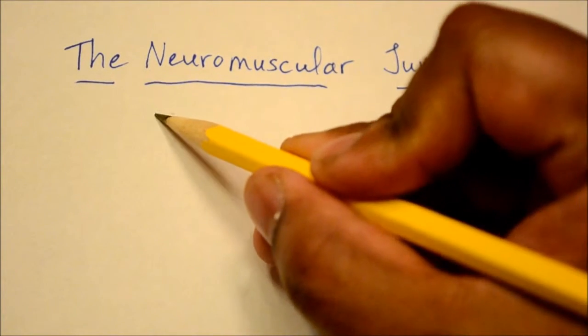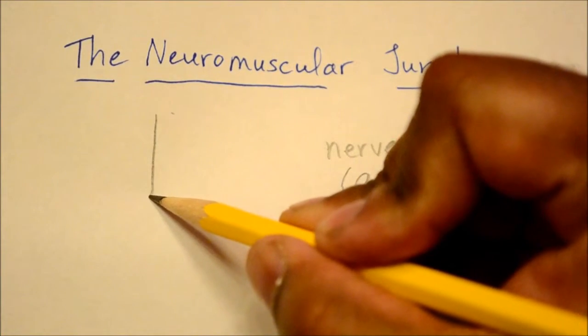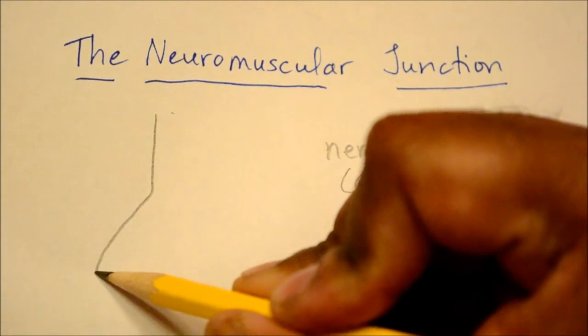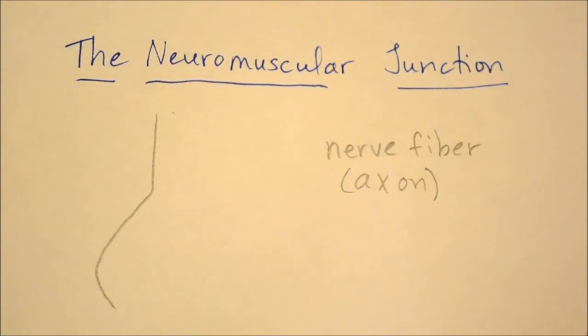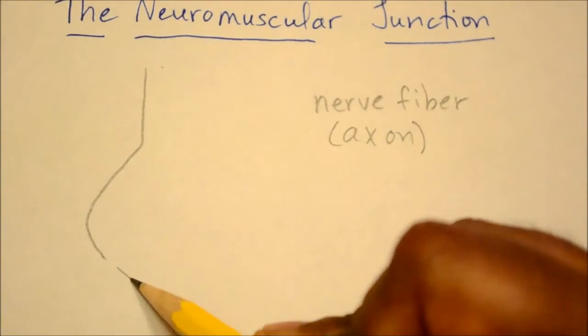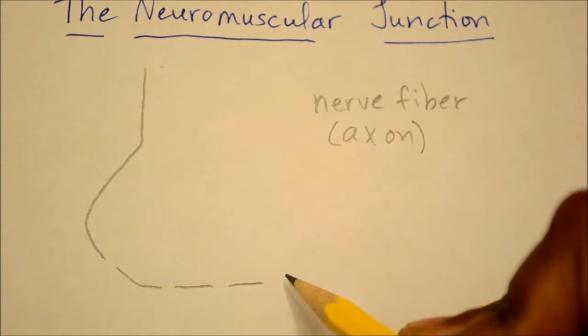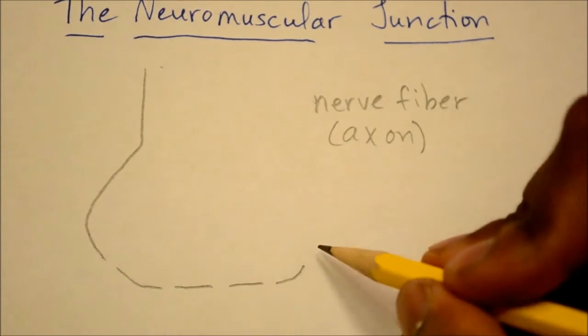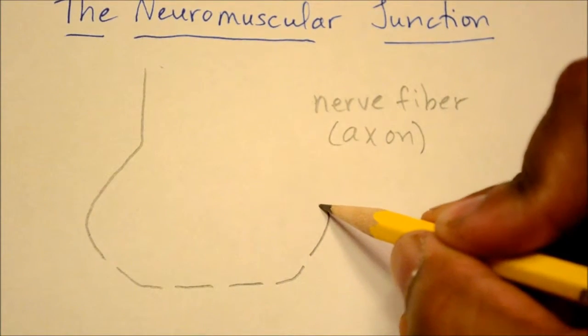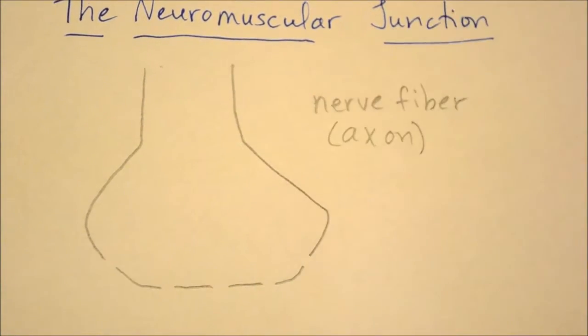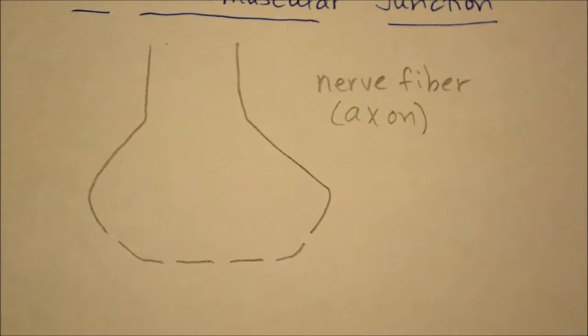All right, this is the neuromuscular junction. This is where the nervous system meets the muscular system. So let's start by drawing the end of a nerve fiber, also known as the axon. So here we're drawing the end of the nerve fiber, or the axon.